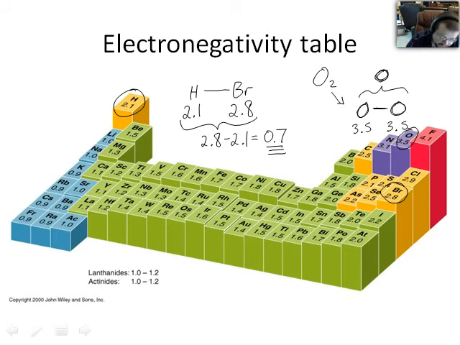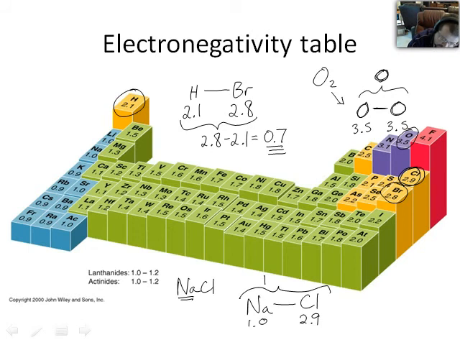Now let's do one example of an ionic. Previously in the semester we've talked about ionic compounds. We said you'd spot a metal in them or a polyatomic. So something like sodium chloride. If we look at the bond between an Na and a Cl, a sodium is 1.0 on the electronegativity scale. A Cl, found on the far right, is 2.9. So the difference between the two is 1.9.